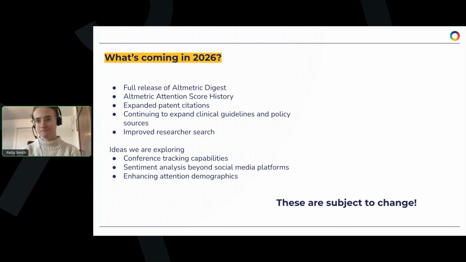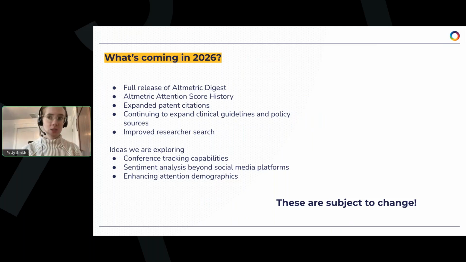I think that'll be a popular feature for our folks trying to track the impact of a particular paper over time. We're also going to have expanded patent citations. Right now, if you're familiar with patent applications, there's a front page with citations listed, and we're just looking at front page citations and not in-text citations. We're going to expand this to add in-text citations as well. I assume the number of patent mentions in Altmetric will probably explode once this happens.